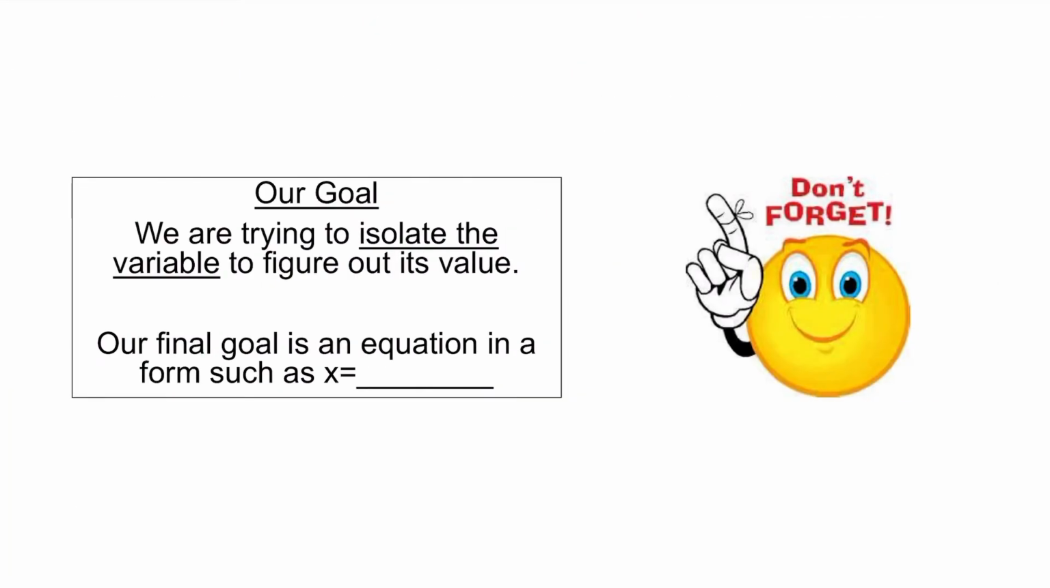So remember, keep in mind our goal. We're trying to isolate the variable and figure out its value. Our final goal is an equation in a form like x equals some number, and we're going to keep doing these opposite operations until we reach that point.